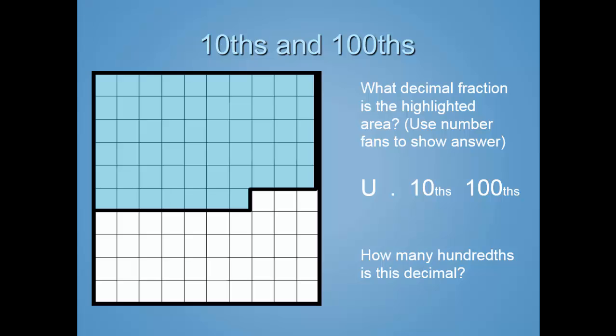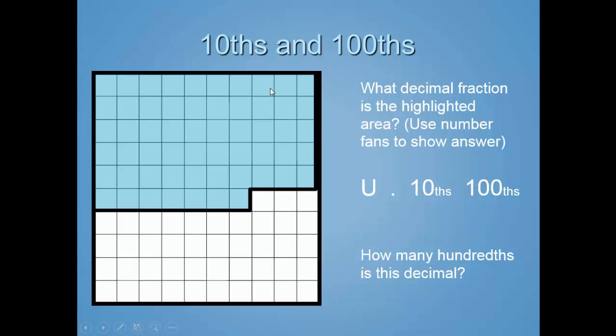Now when we put things in decimals, we put the whole number before the decimal point. We call that units, that goes before the decimal point. Then we put the number of tenths, and then we put the number of hundredths that are left over.